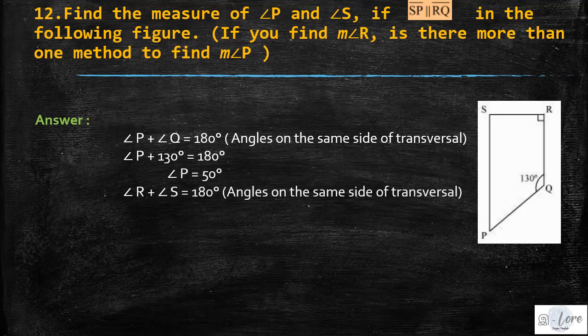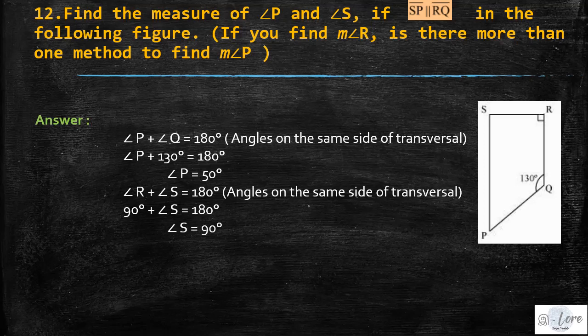R and S add to 180 degrees because the angles are on the same side of the transversal where SP is parallel to RQ, as given. So 90 plus S is equal to 180 degrees. Then what is the value of S? 180 minus 90, the resultant is 90.